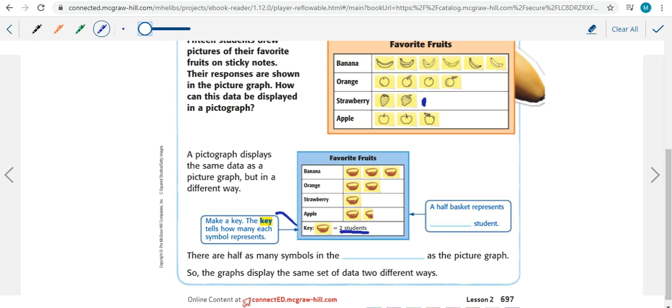How about apple? Apple has 3, so we have to draw 1 complete basket, and a half basket represents only 1 student, okay? So there are half as many symbols in the pictograph as the picture graph. So the graph displays the same set of data, but in 2 different ways, okay? So turn your pages, please.